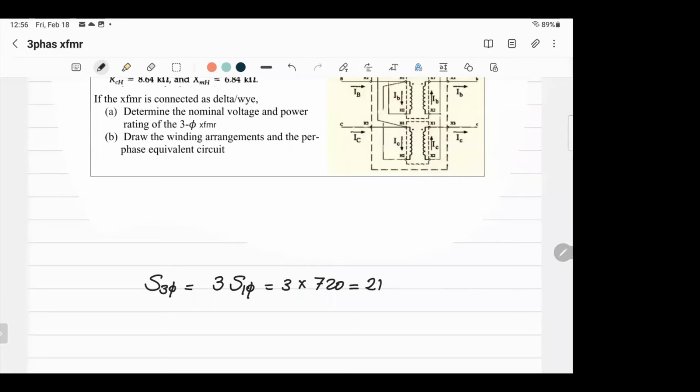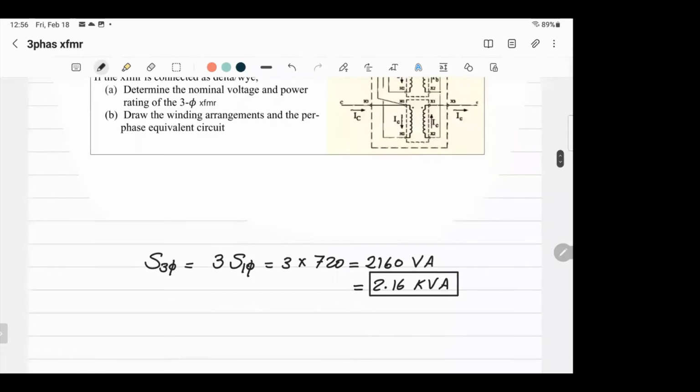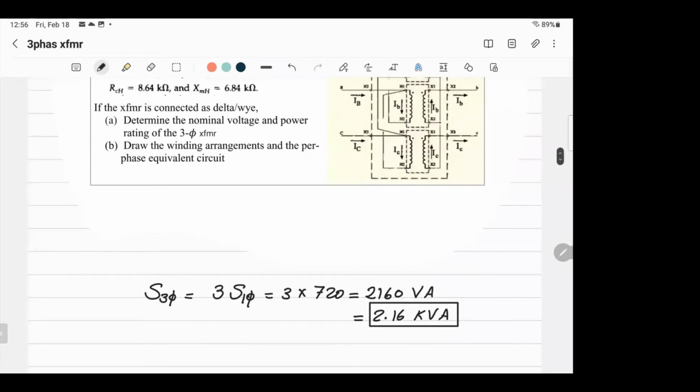1,160. And you can convert it to kilovolt. So that's the power of the transformer. Great.